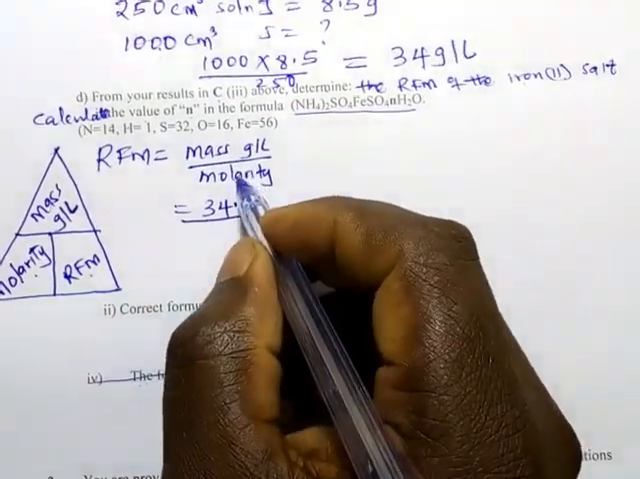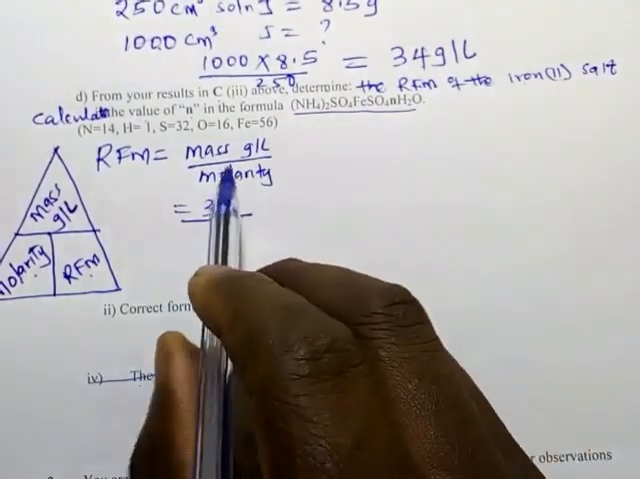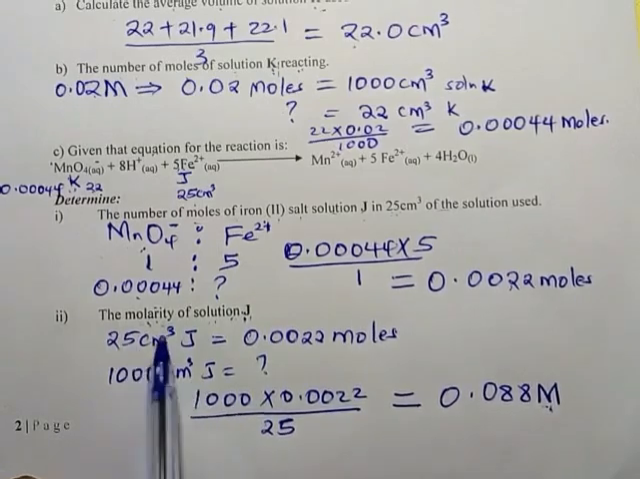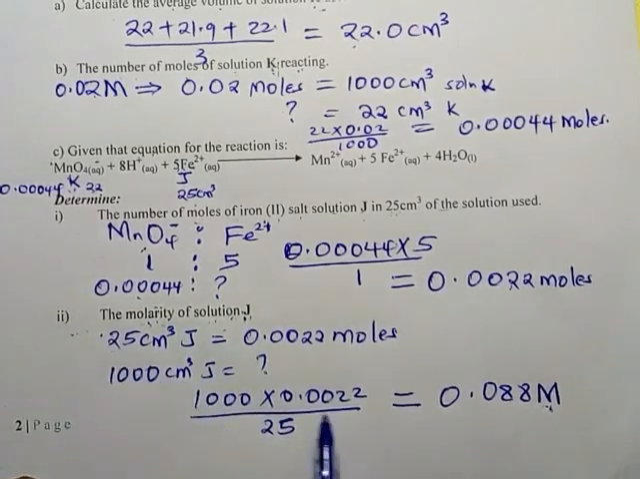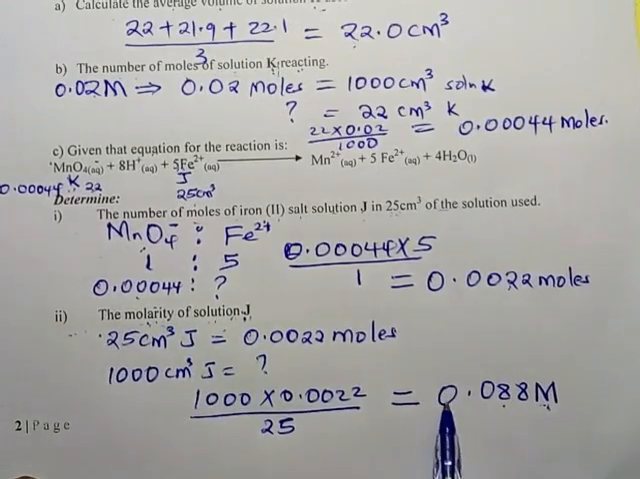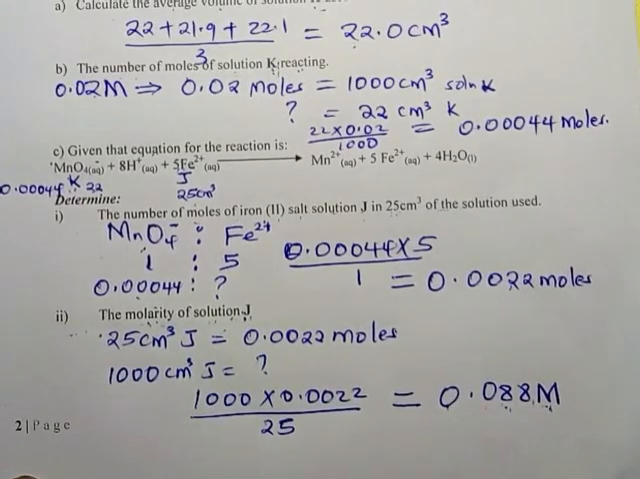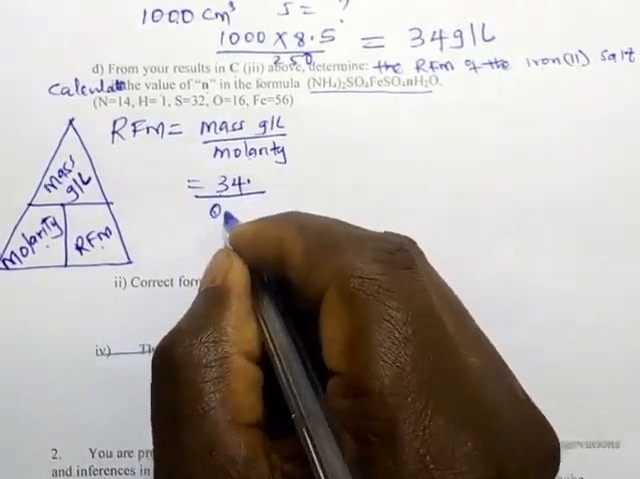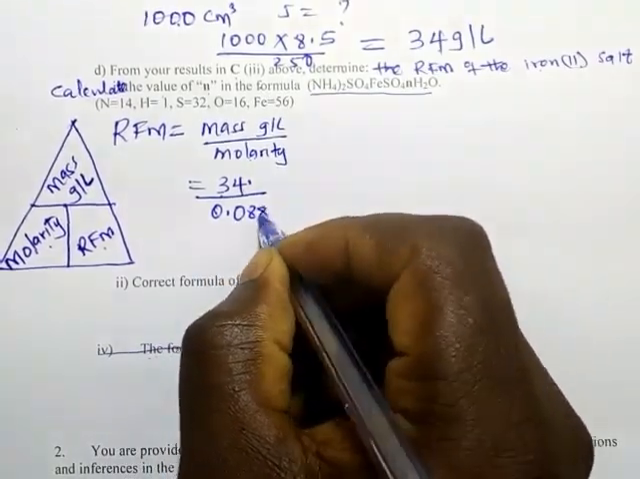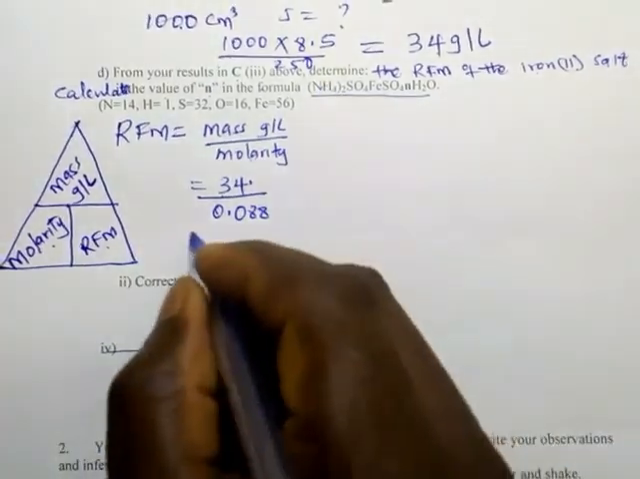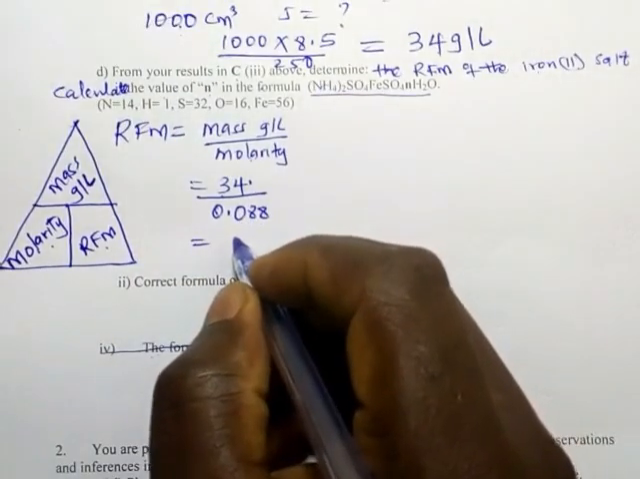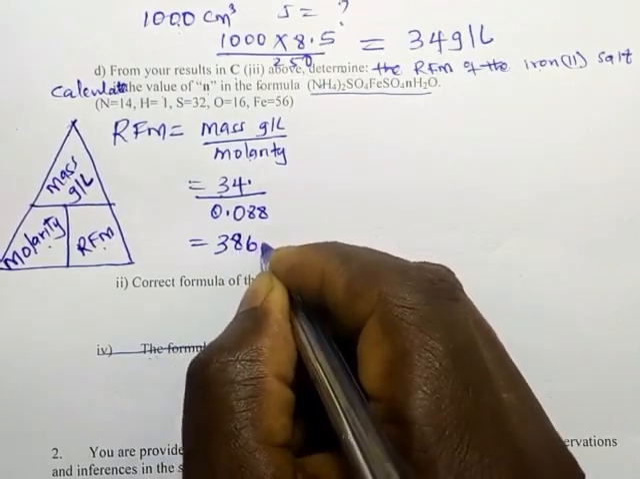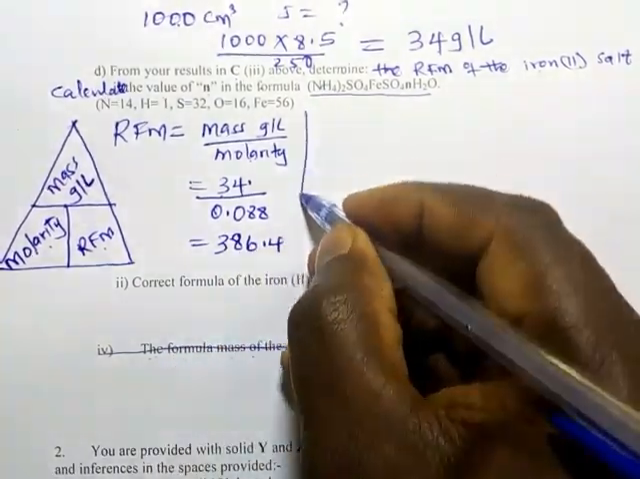divided by molarity. We have calculated the molarity of the solution, which is 0.088. So 34 divided by 0.088, which is the molarity of solution J. Using your calculator, you will get 386.4. So that is the RFM.